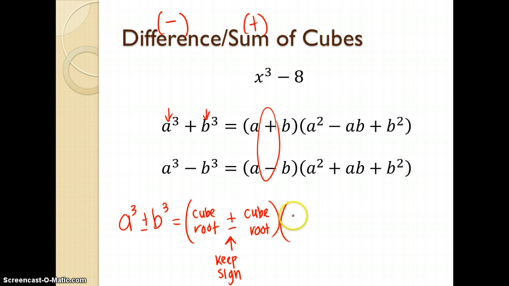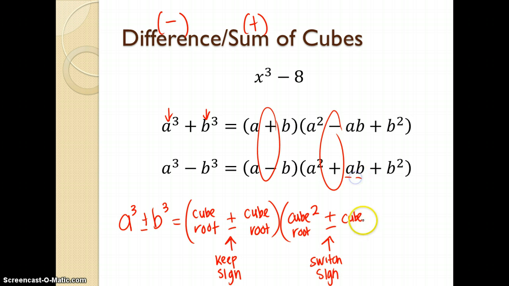And then we're going to take the cube root of your first term, squared. And then notice the signs here, we have a plus or a minus, and you switch the sign. And then we're going to have cube root times cube root. So a and b were both our cube roots, so cube root times cube root. And then our last sign here is going to be addition. So always addition. Always add. And then your last term, your second term's cube root, squared.